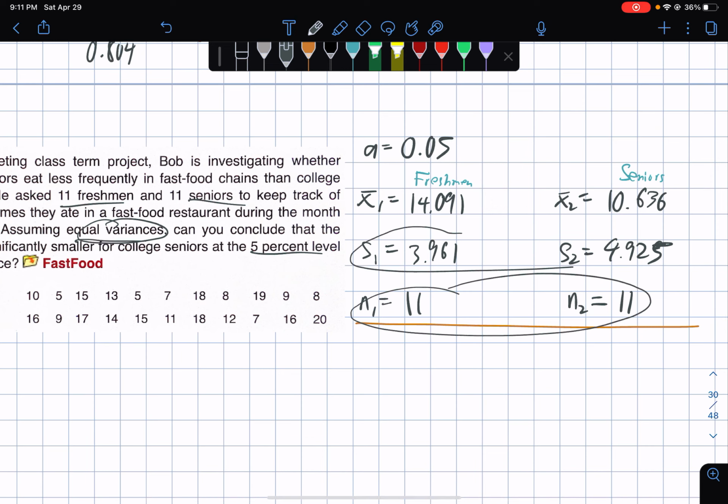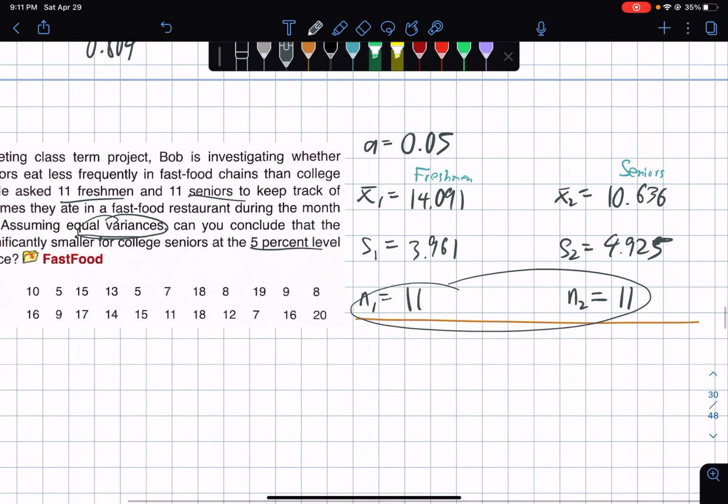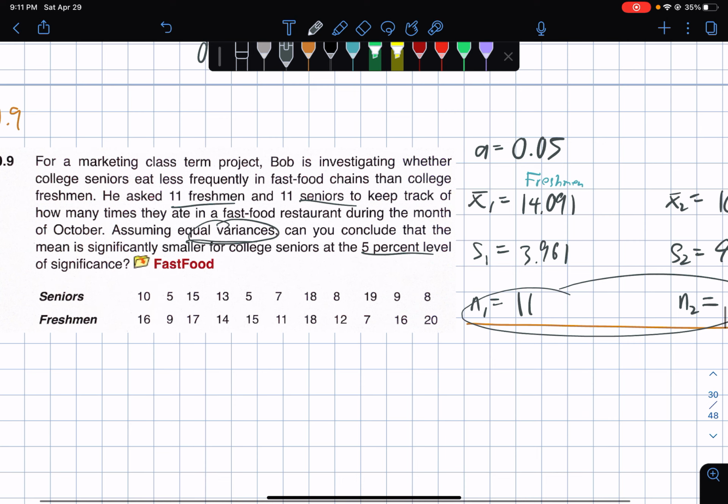Case 2, but then there's one number difference in the S or the standard deviation. Most likely case 2. The difference may not be that significant, unless it's stated here that we assume unequal variances. That's going to be a harder situation for us to determine if we're going to use case 2 or 3.